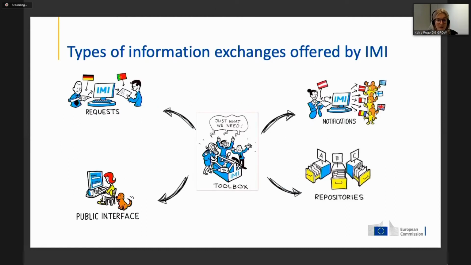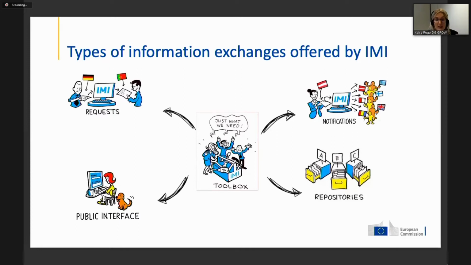So the different types of information exchanges that IMI supports. IMI supports requests, which are one-to-one exchanges between 2 competent authorities. Notifications, which are one-to-many exchanges, where member states can share information with other member states and or the Commission. Then we have IMI repositories, which allow authorities to share information in a specific policy area in a sort of centralized database. And lastly, public interfaces, which allow external actors to communicate with competent authorities that are registered in IMI.